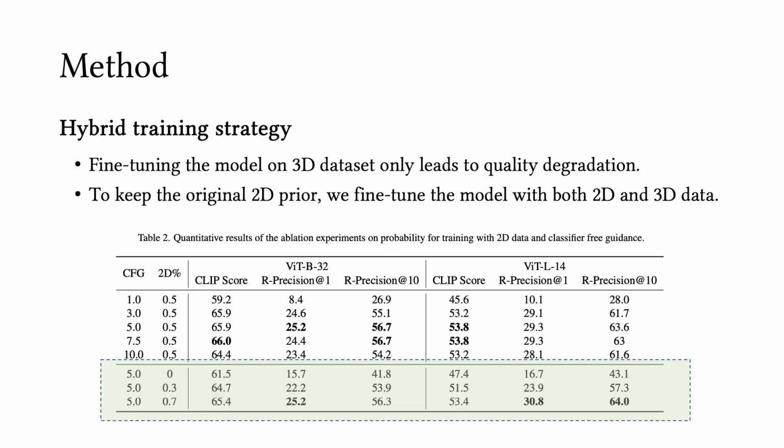A crucial aspect of our approach is the hybrid training strategy. Fine-tuning the model solely on the 3D dataset can lead to quality degradation. To maintain the original 2D prior, we fine-tune the model with both 2D and 3D data, ensuring a balance between the two. In the ablation study, we found that replacing the training batch with text-image pairs with the probability of 50% leads to best quality in 3D generation.